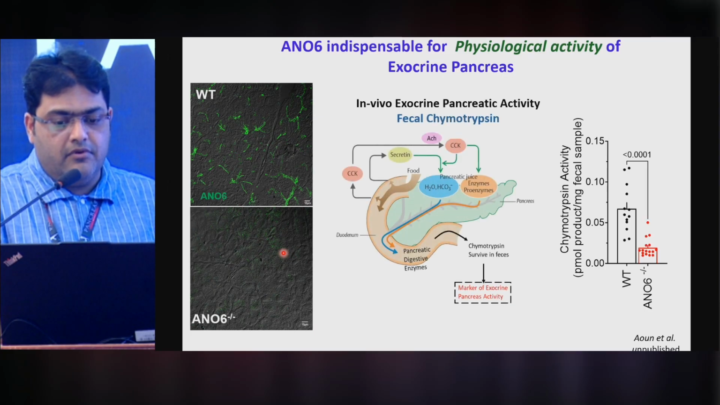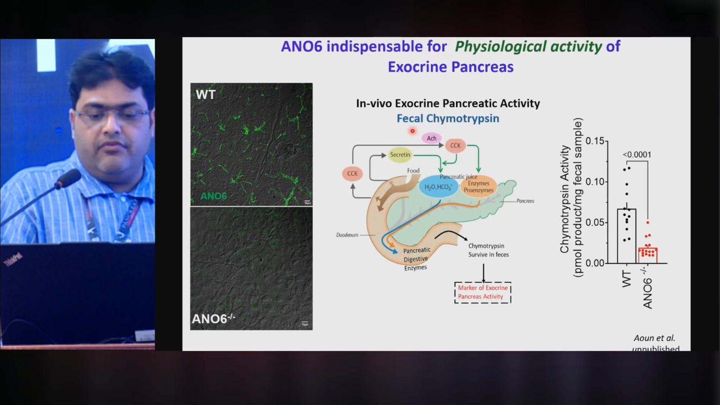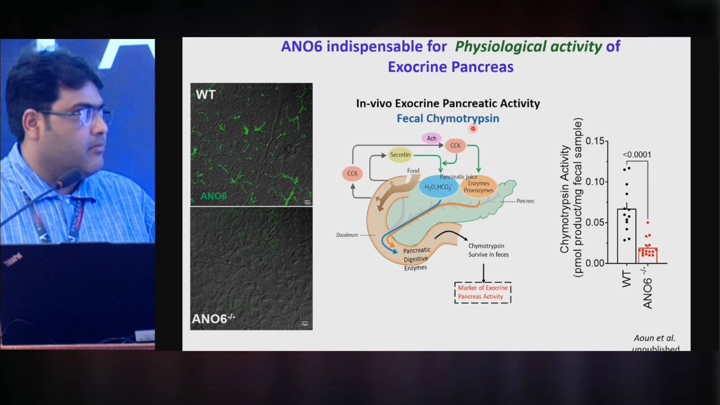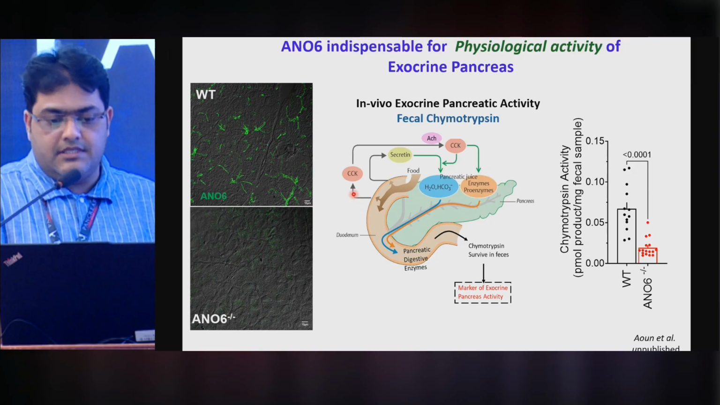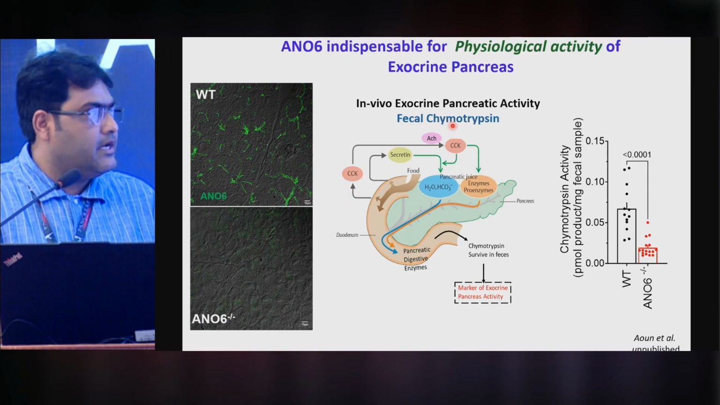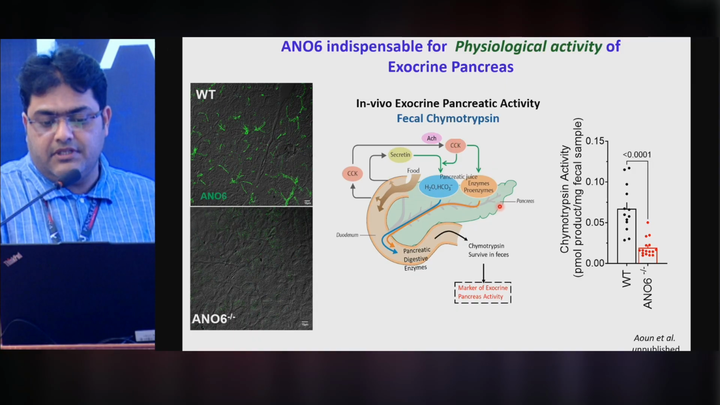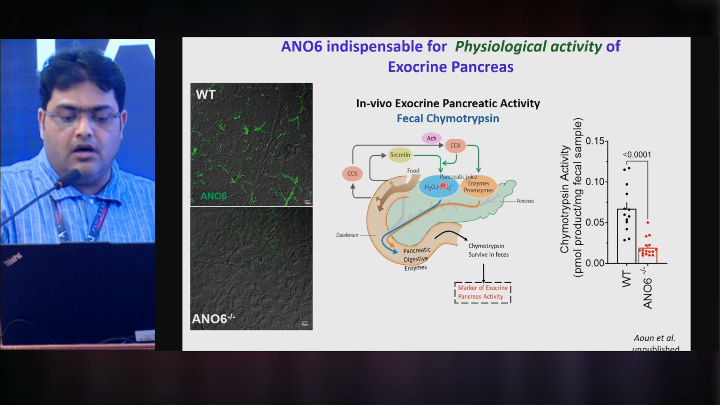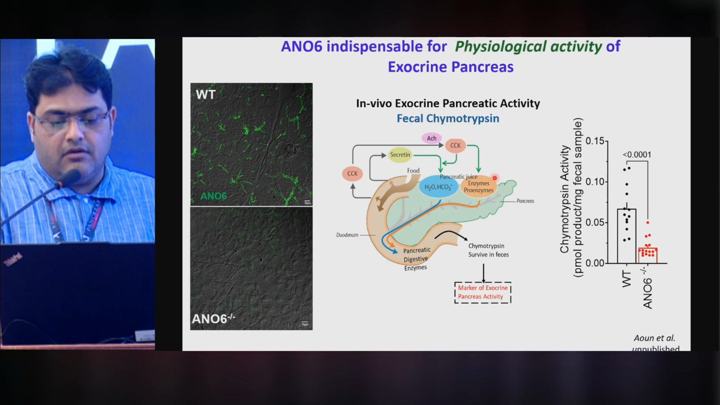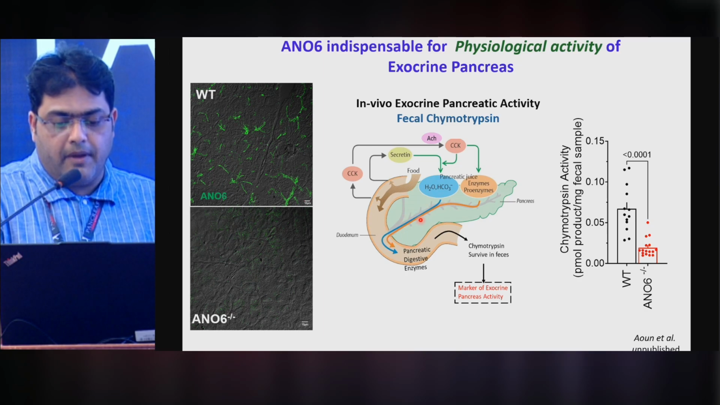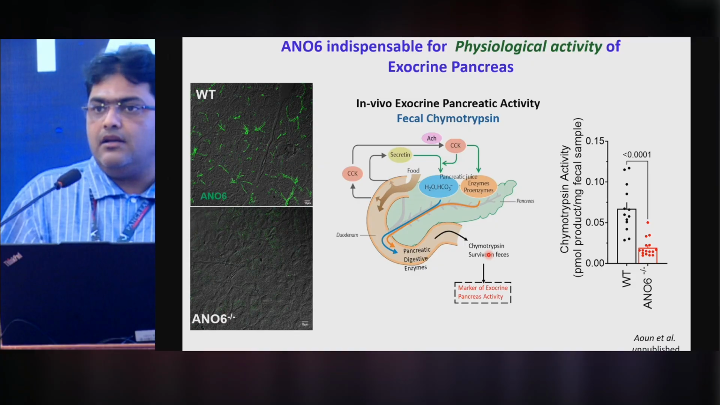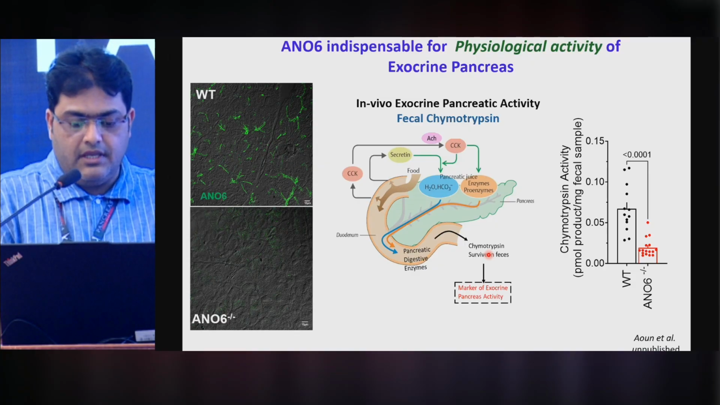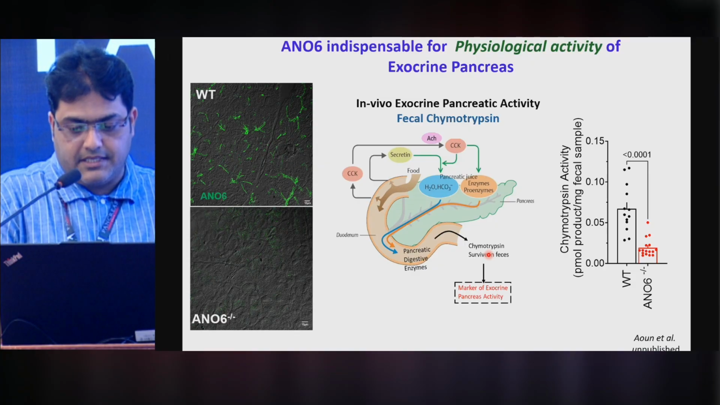Let's go for the in vivo study. For that, I did the fecal chymotrypsin assay from the mice feces. When food reaches the duodenum, it stimulates CCK, secretin or acetylcholine secretion. Acetylcholine and CCK induce zymogen exocytosis, whereas secretin induces bicarbonate secretion. The pancreatic juice comes out from the pancreas into the duodenum, and one of the enzymes that still survives in the fecal matter is chymotrypsin, and clinicians also use chymotrypsin as an exocrine pancreatic assay.